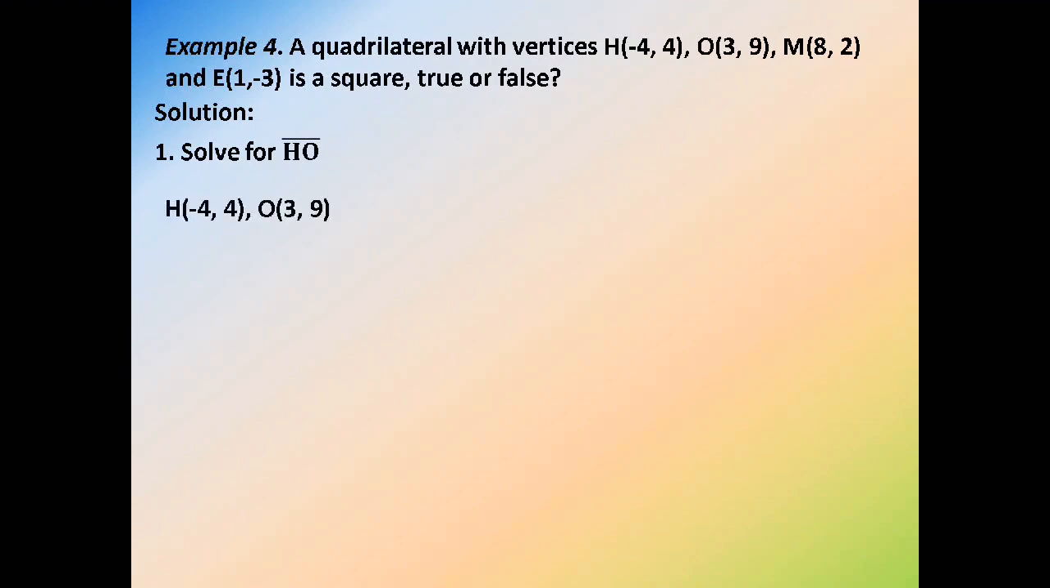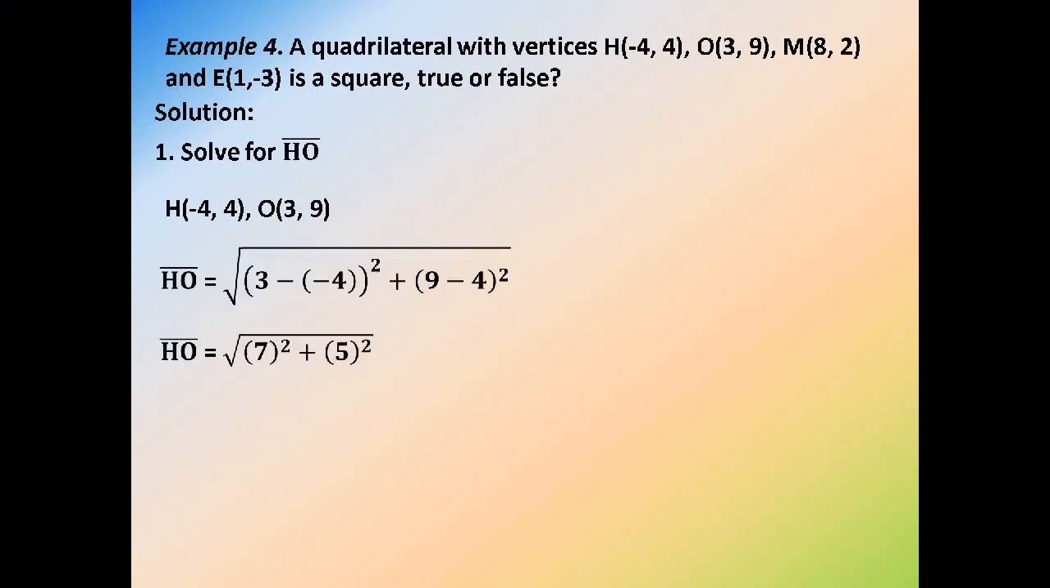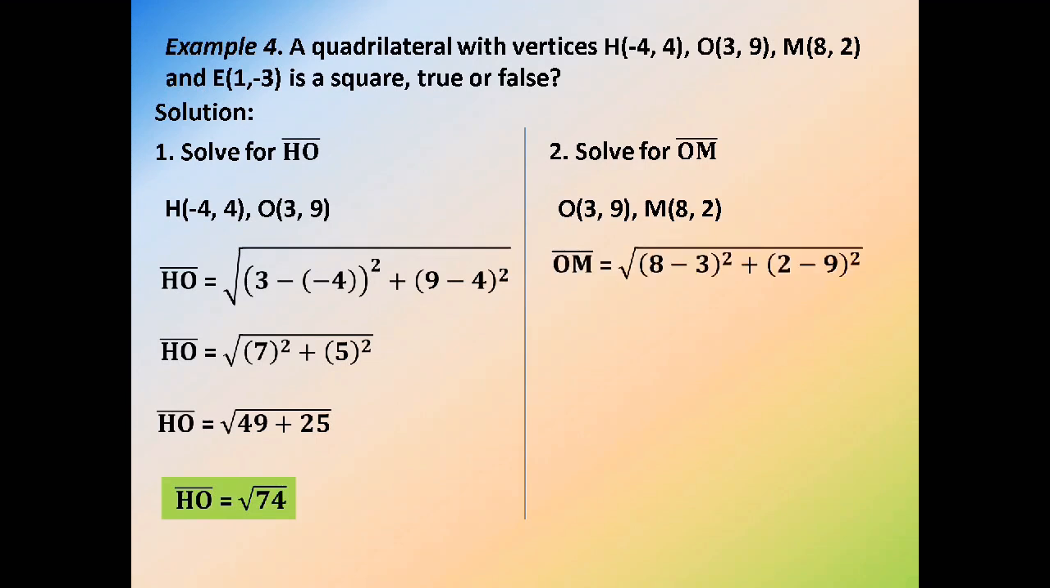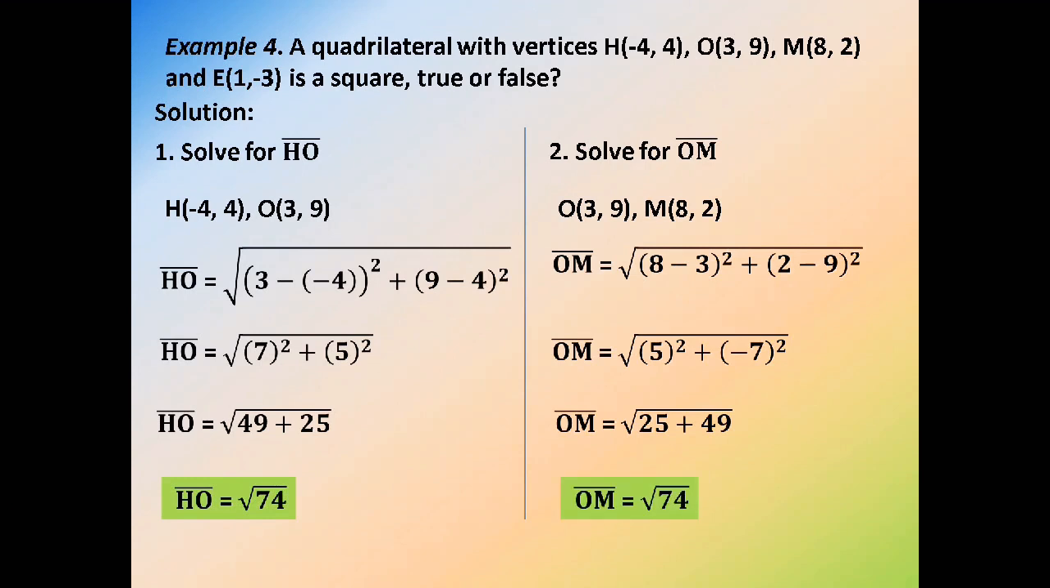First, we have segment HO, using the vertices of H and O, applying the distance formula. So we have segment HO is equal to square root of 74. Next, we have segment OM, using the vertices of O, which is (3, 9), and M, which is (8, 2). So we have come up with segment OM, which is equal to square root of 74.